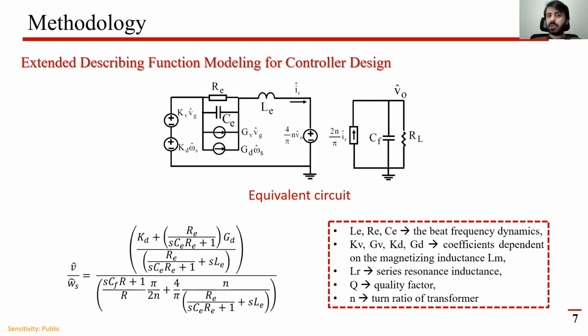Here, LE, RE, CE represent the beat frequency dynamics. KV, GV, KD, and GD are the coefficients. These coefficients depend on the magnetizing inductance, and they change according to below or above resonance situation. LR is the series resonant inductance, Q is the quality factor, and N is the turn ratio of the transformer. Finally, the control to output transfer function V over WS of the LLC converter is derived by using the superposition method in order to regulate the output voltage.